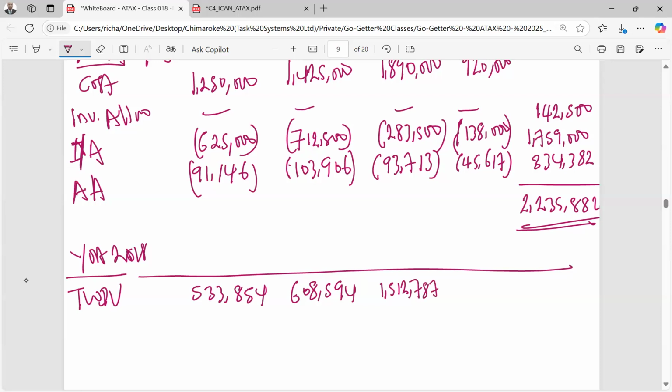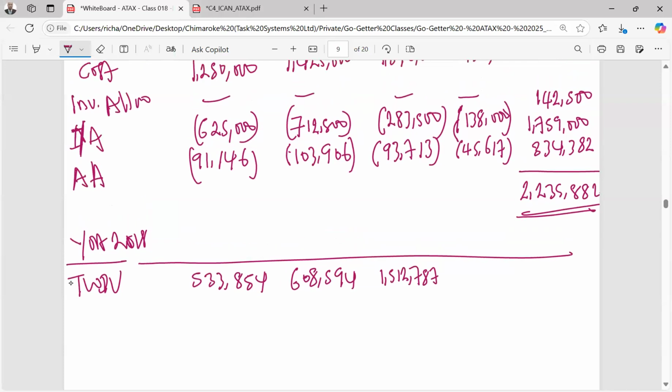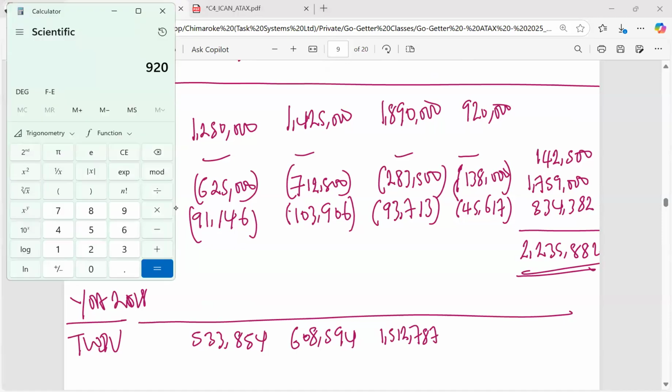Now the last one will be, I think it's 920. Okay, 920,000 minus 138,000 minus 45,617. That gives you 736,383.